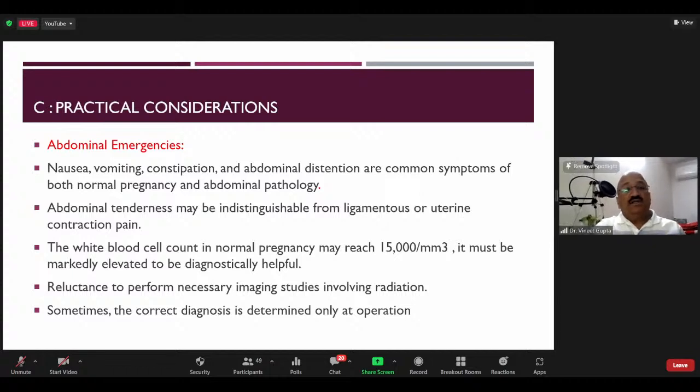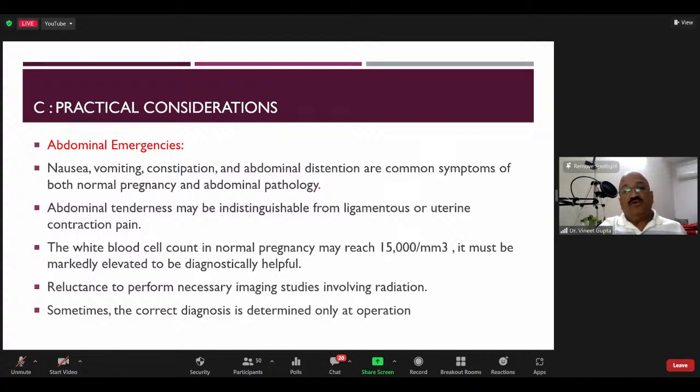The problem is that abdominal emergencies are mimicked by pregnancy with the signs of acute abdomen. Nausea, vomiting, constipation, and abdominal distension are common symptoms of both normal pregnancy and abdominal pathology. Abdominal tenderness may be indistinguishable from ligamentous or uterine contraction pain. The white blood cell count in normal pregnancy may reach up to 15,000 to 16,000 per cubic millimeter. It must be more than mildly elevated to be diagnostically helpful. So again, the diagnosis is hidden behind the raised normal count.